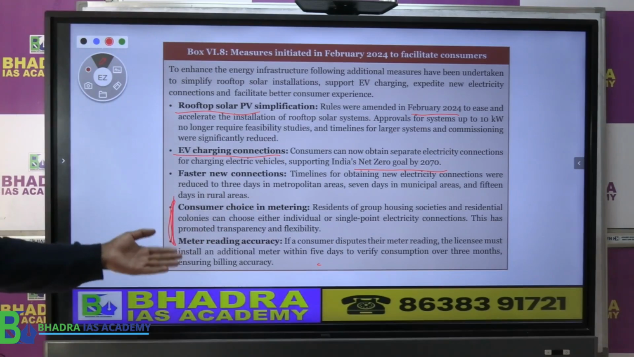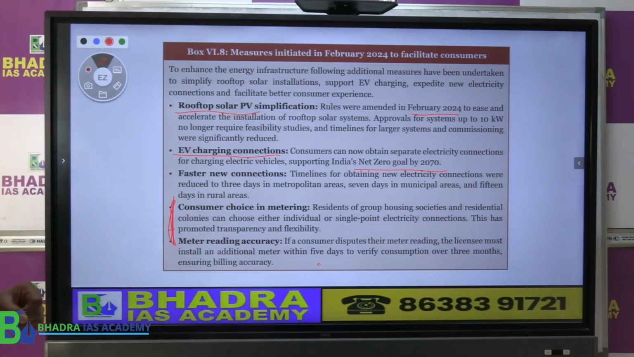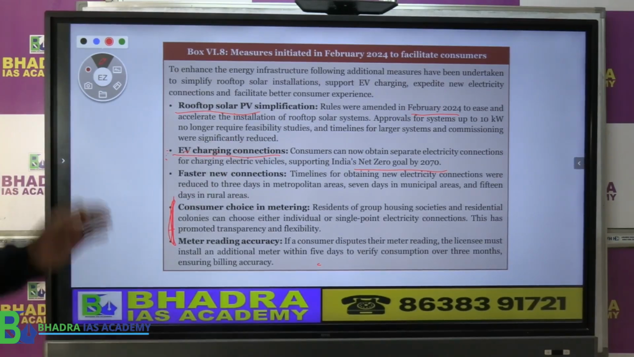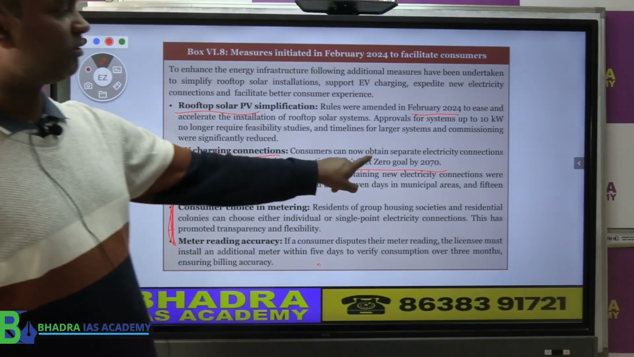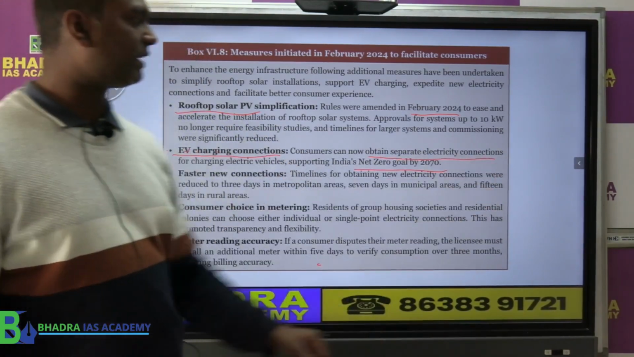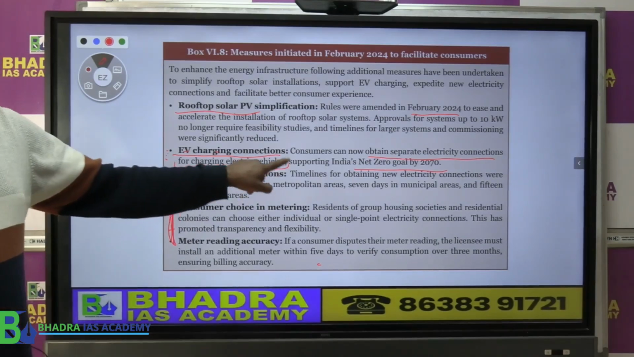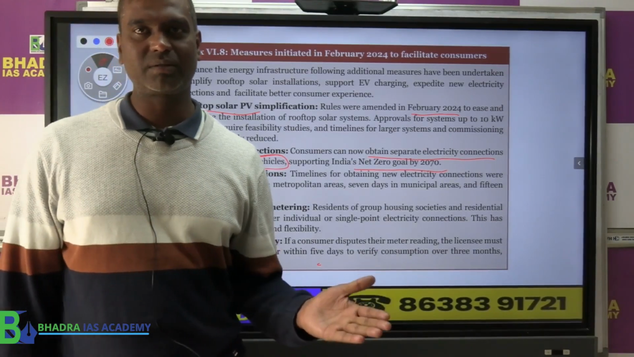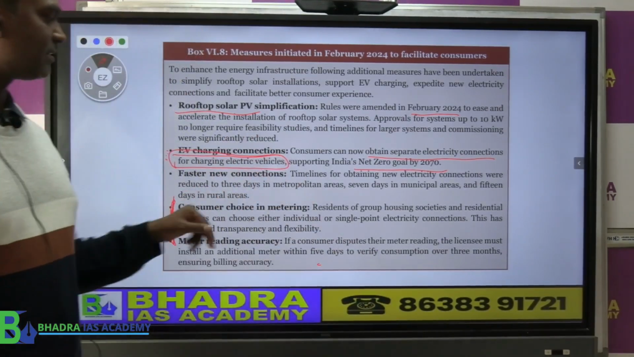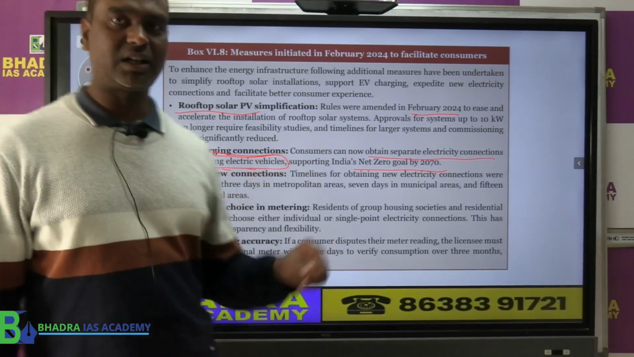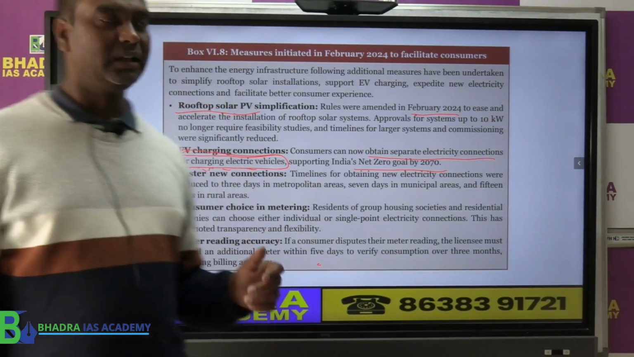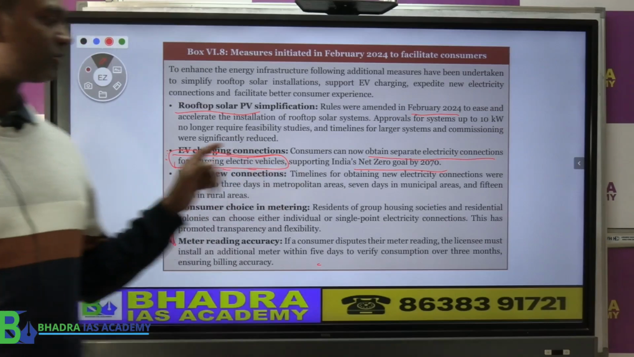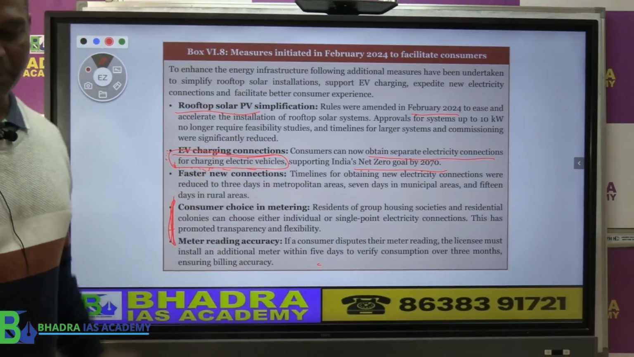So these are some things highlighted, but from the exam point of view, this will be quite important: electric vehicle charging connection. If you see carefully, a consumer can now obtain a separate electricity connection just for charging an electric vehicle. So the normal consumption meter will be different. You can get a separate connection for charging an electric vehicle. Okay, so this is another project announced by the government, which is also highlighted in the Economic Survey.